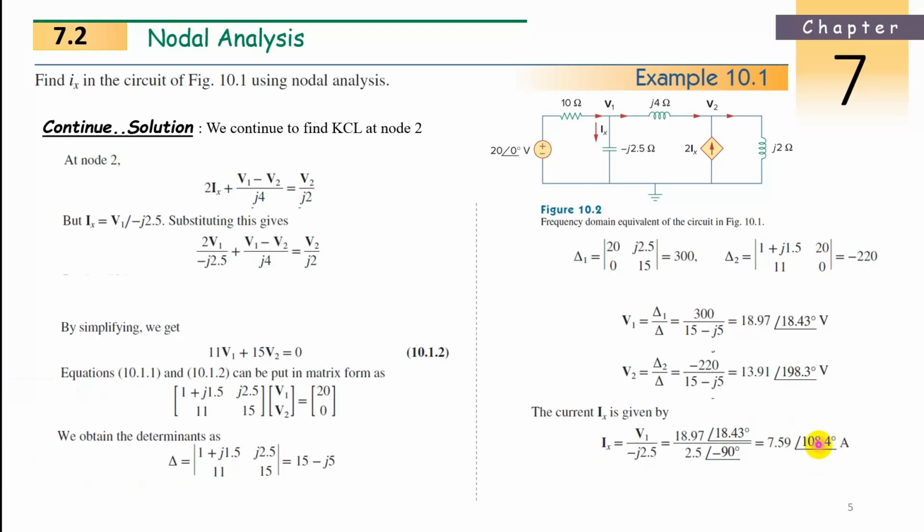So what is the time domain? If you convert this 7.59 into the time domain, that is Vm as it is, 7.59, cos omega t, where 4t is already there. What is the angle phi? 108.4 degrees coming here, so this is your final answer. We have to convert back to the time domain from the frequency domain. These are the steps involved. I know this is the longest set of steps we have.